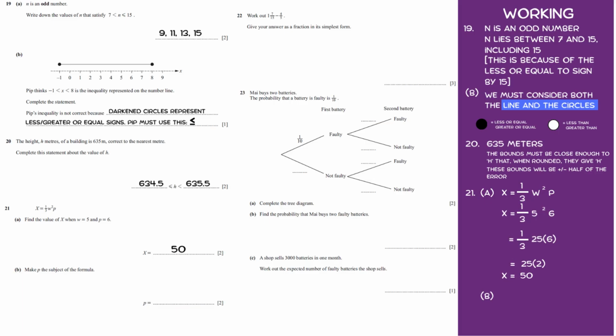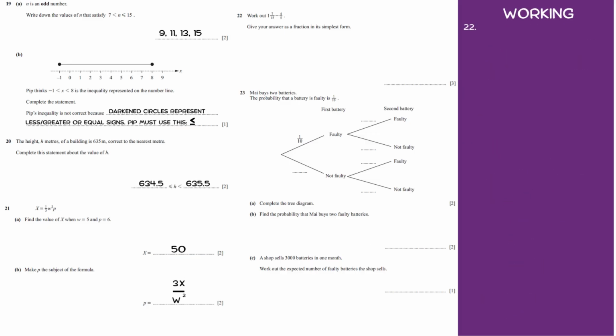For part B, the question asks us to make p the subject of the formula. To do this, we need to take all these expressions and move them to the left-hand side of the equation. In order to do this, we must first understand that whatever we do to one side of the equation, we must do the same to the other side of the equation. So then, we must start by multiplying both sides by 3 to remove the 1/3. Then, we divide both sides by w squared to finally get p equal to this value. For question 22, we are asked to work out this equation.